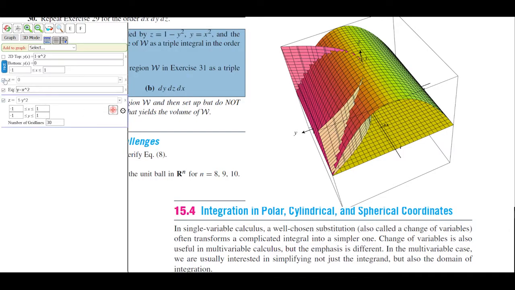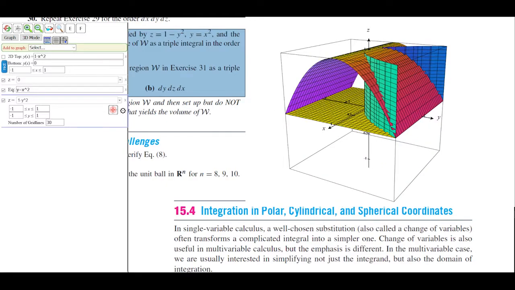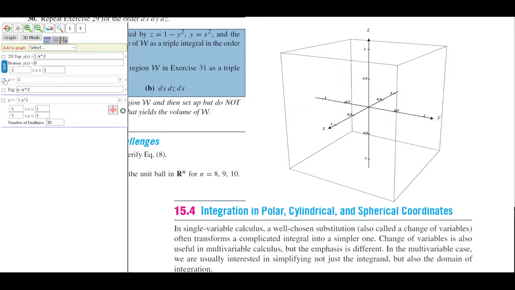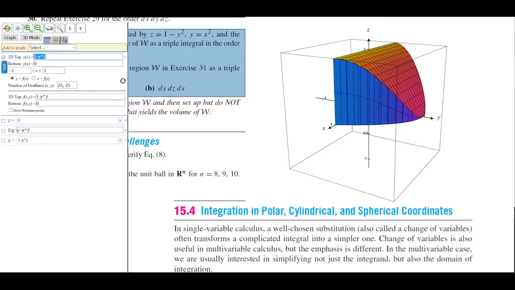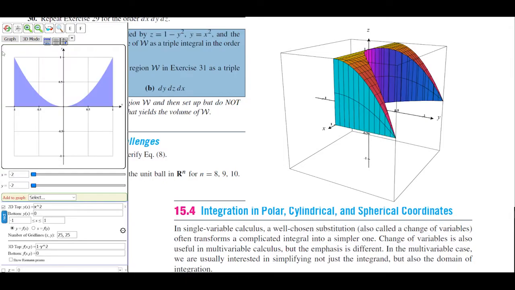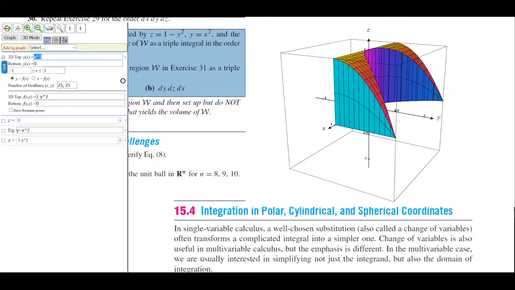So what I'm going to go ahead and do here is reset my view, delete those, and turn on this region here. So here, let's type in y equals x squared. And that gives us something that's a little bit different than what we expected. Because really, for our region to match up, that's actually the bottom surface, and the top surface is where this parabola z equals 1 minus y squared hits the xy plane.